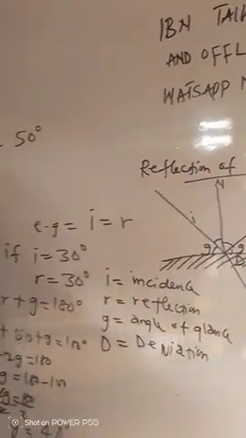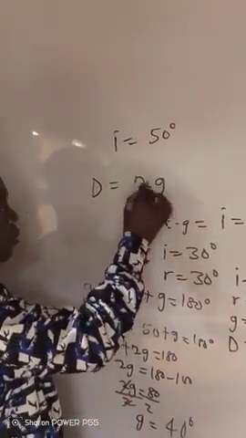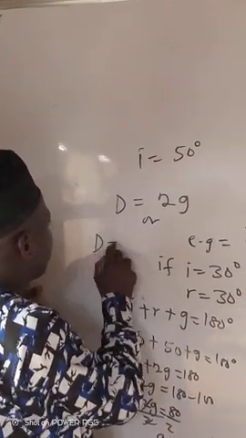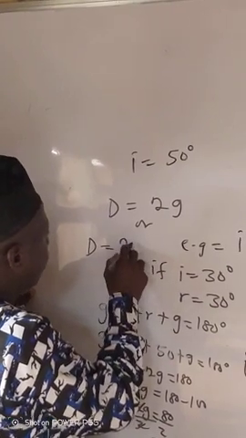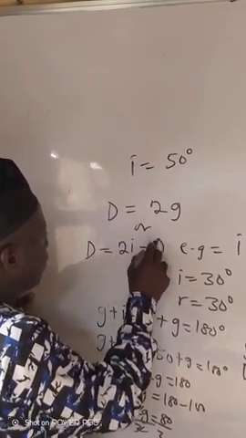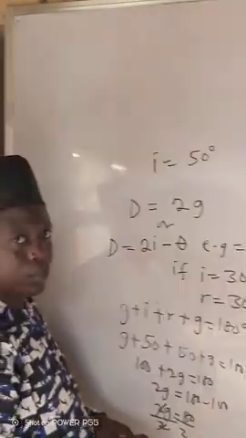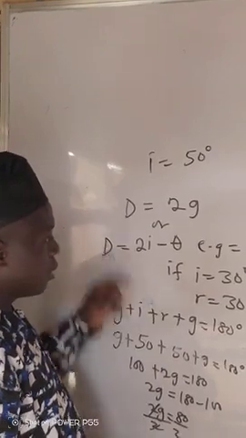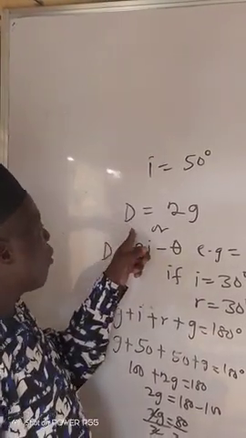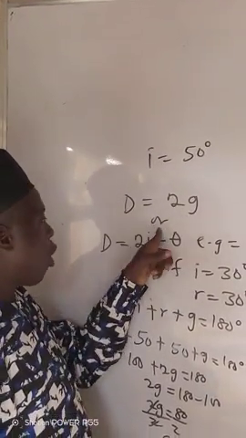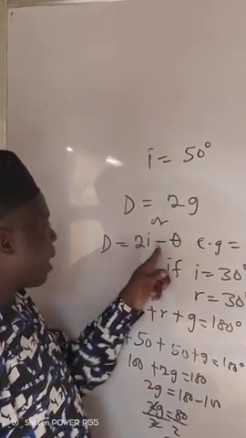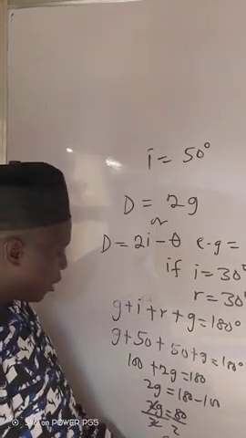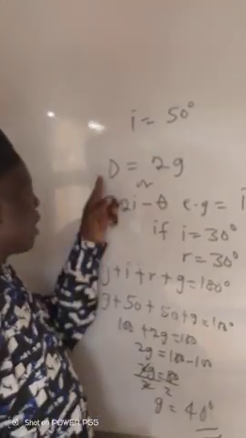The question can also ask you to calculate the angle of deviation. Angle of deviation is equal to 2G, or angle of deviation is equal to 2I minus theta. If you want to apply the formula where angle of deviation is 2G, what is our G? 40. 2 times 40, 80. The angle of deviation is 80.